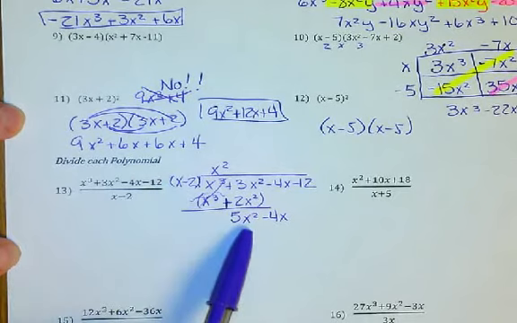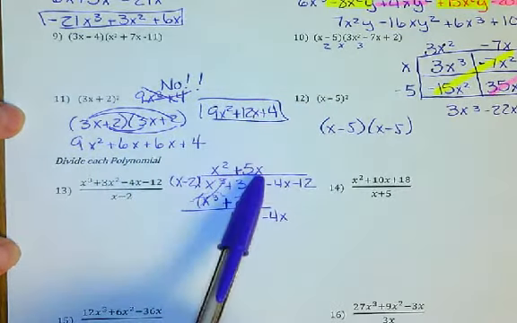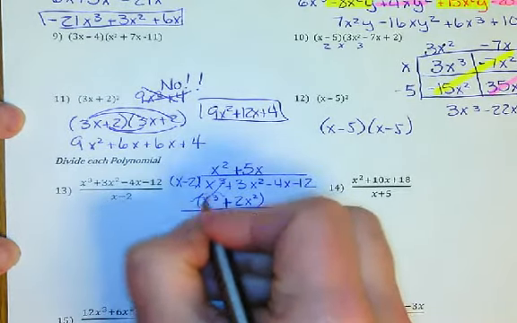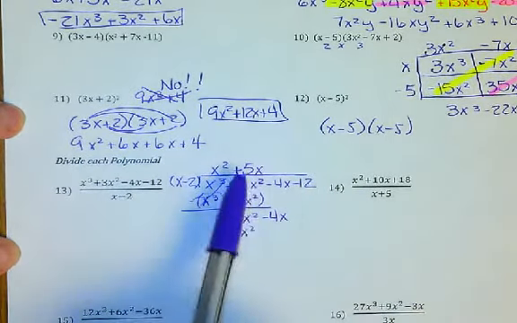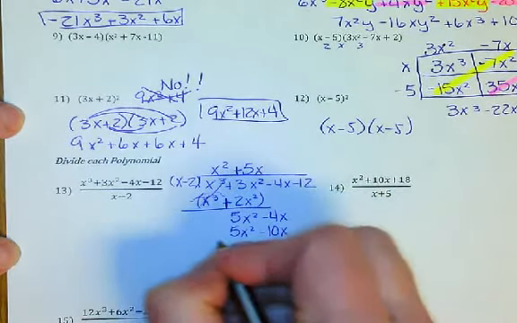Okay, now what do I multiply x by to get 5x squared? 5x. 5x times x is 5x squared. You always want these to be the same. Okay, so they can cancel out. And then 5x times negative 2 is negative 10x.